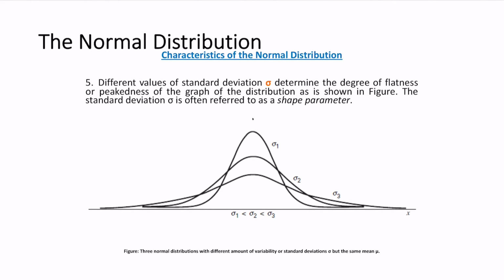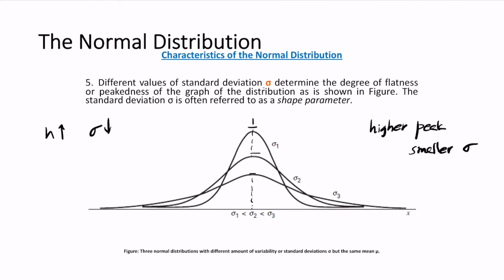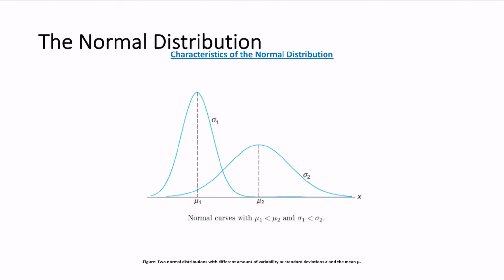Now notice in this problem, all of them have the same mean, but notice the height. The higher the peak, the smaller the sigma value. So as the height increases, the sigma value will decrease. This is the relationship between height and the sigma value. Here mu represents the location parameter, where it is located, and sigma represents the shape parameter, how it is shaped. These are the two variables that determine the values.